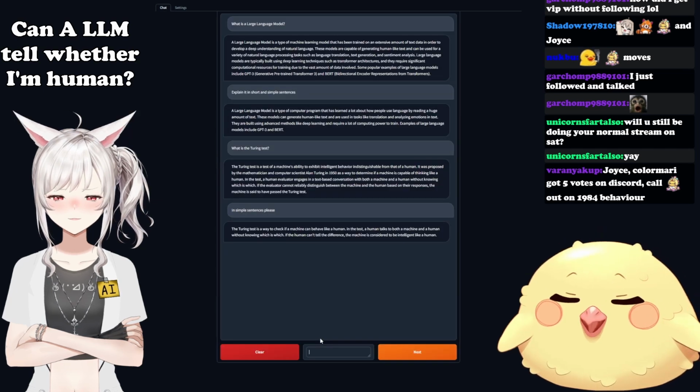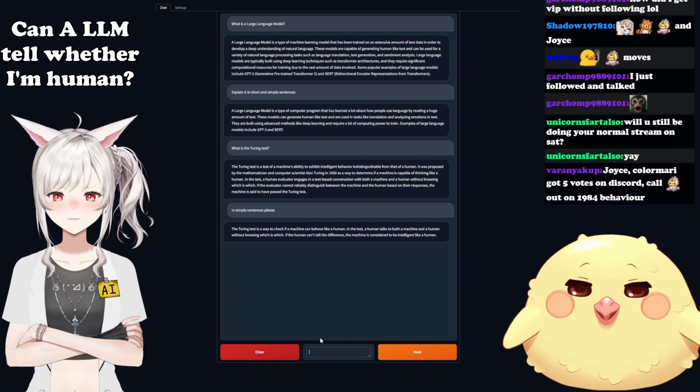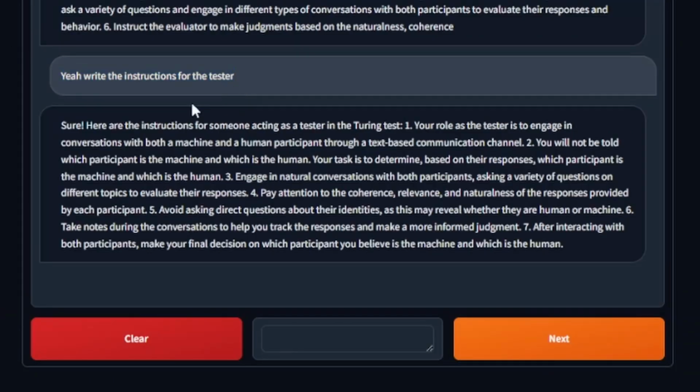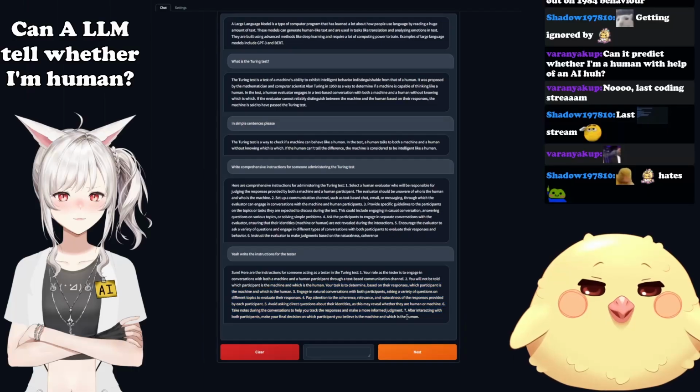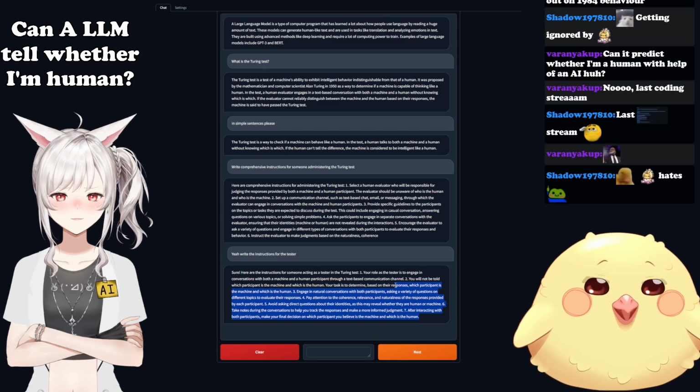Now, of course, we need these instructions, but why would I come up with them if we can ask ChatGPT itself? So here are the instructions ChatGPT would give to a person conducting the Turing test. Your role as a tester is to engage in conversations with both a machine and a human participant through a text-based communication channel. I think I will rewrite this a little bit, but this is already pretty good.